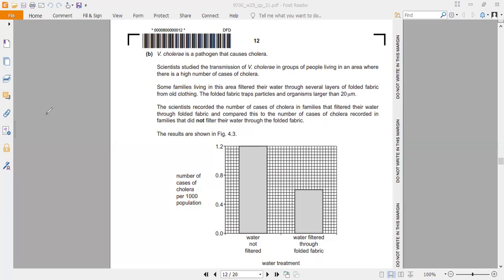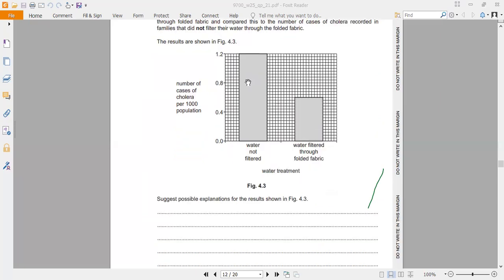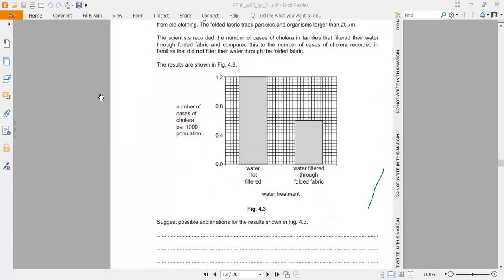So the scientists recorded the number of cases of cholera in families that filtered their water through folded fabric and compared this to the number of cases of cholera recorded in the families which did not filter their water through the folded fabric. So it was the method with the help of which they filtered the water.